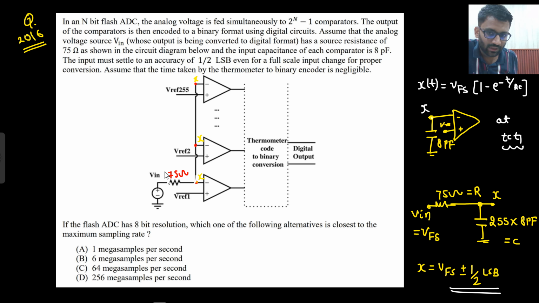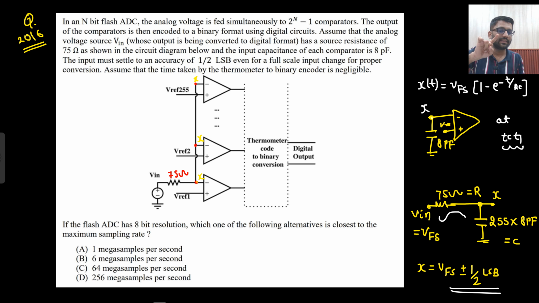If this resistance was not there, then what would have happened? Even though there is some capacitance, this input would still have been stable. Directly the input will be exposed, so all the output you would be getting at t equals 0 only. If the comparator delay, the thermometric code conversion delay, and all delays are 0, then just as you apply the input, you will receive the digital output. But here there is some resistance, so this input becomes stable after some time.